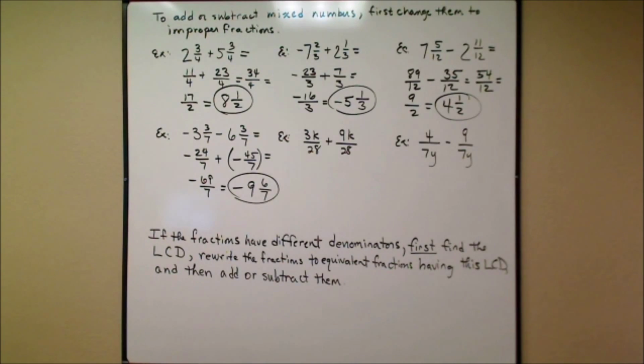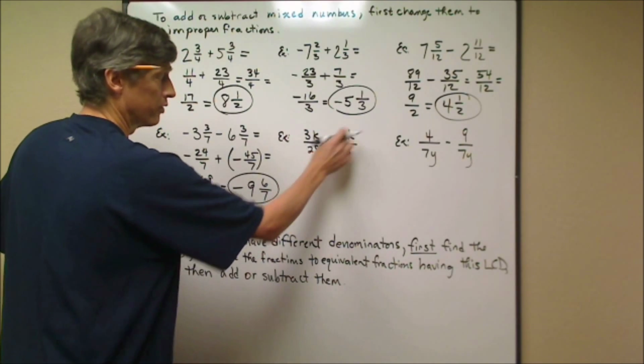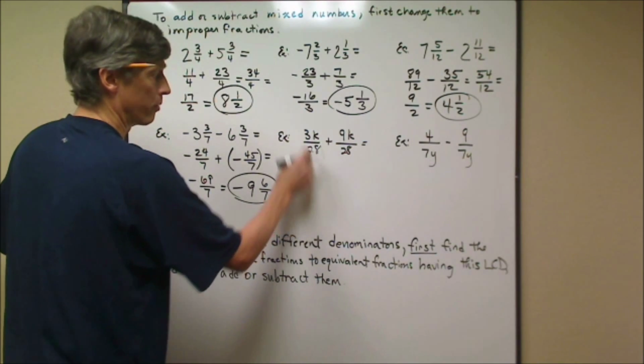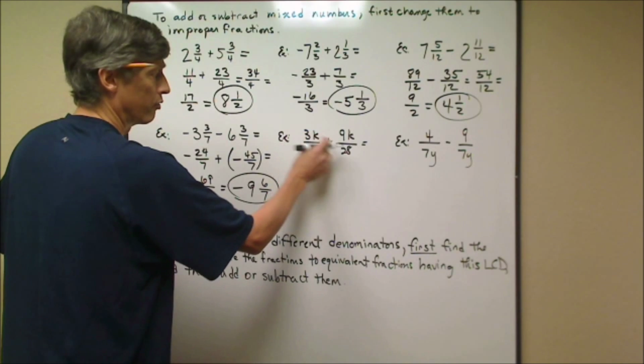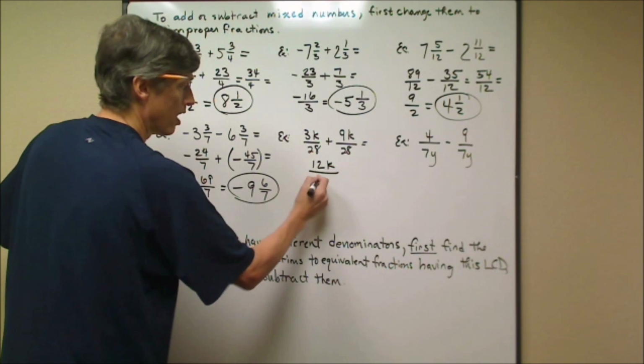The other 2 examples, although they're not mixed numbers, they have variables in either the numerator or the denominator, and I want to show you what to do just in case that occurs. In this case, they have the same denominator, so I add the numerators. Now it's just like adding monomials. These are like terms up top. 3k plus 9k is 12k, so I have 12k all over 28.